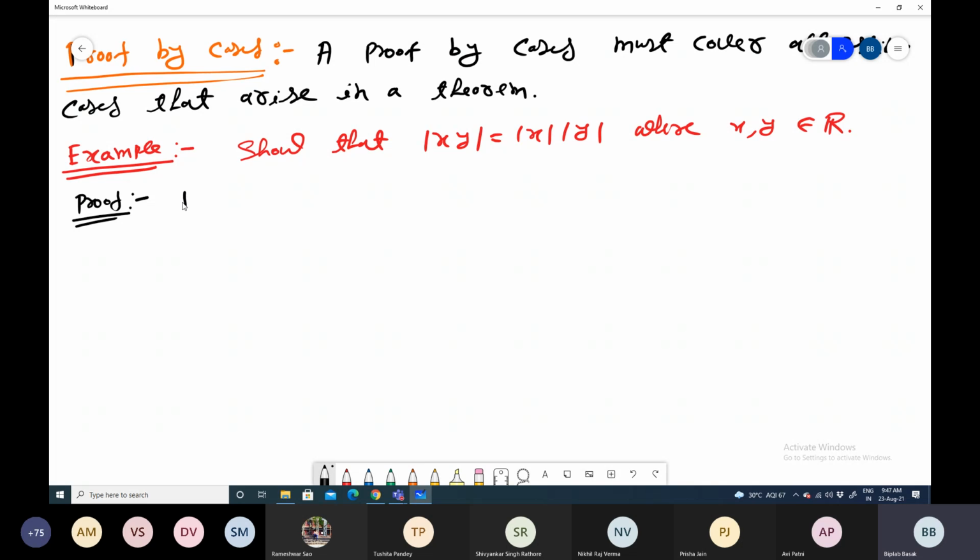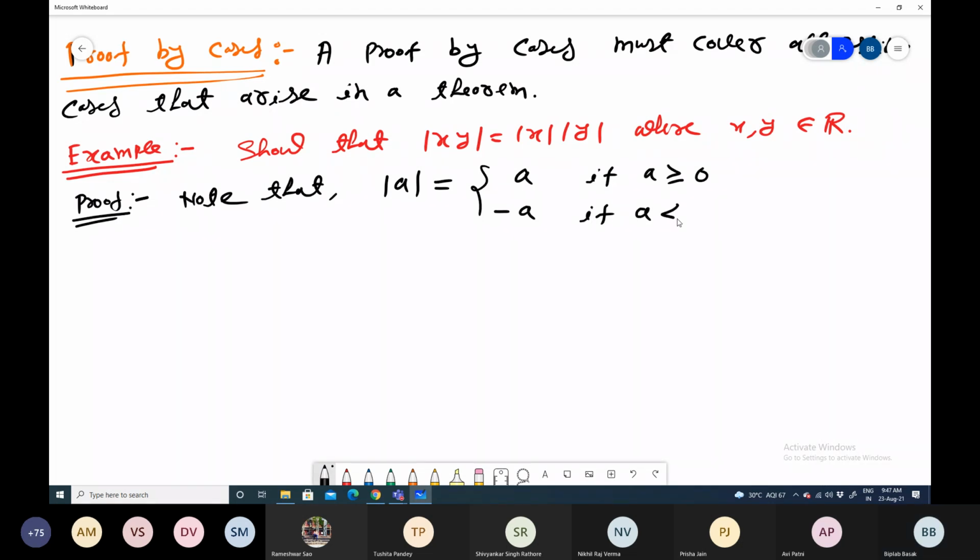So first of all, note that what is |A|? |A| will be A if A is bigger or equal to 0. For 0 it is 0. For positive it will be only A. Okay. And it will be minus A if A is less than 0. Or you can say it is for A less than or equal to 0 as well, because for 0 it is 0, so you can write minus A as well. Okay. So why are we writing that? Because we need that.